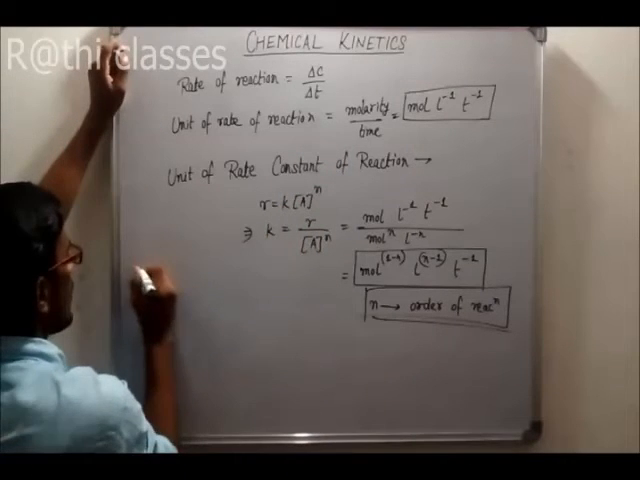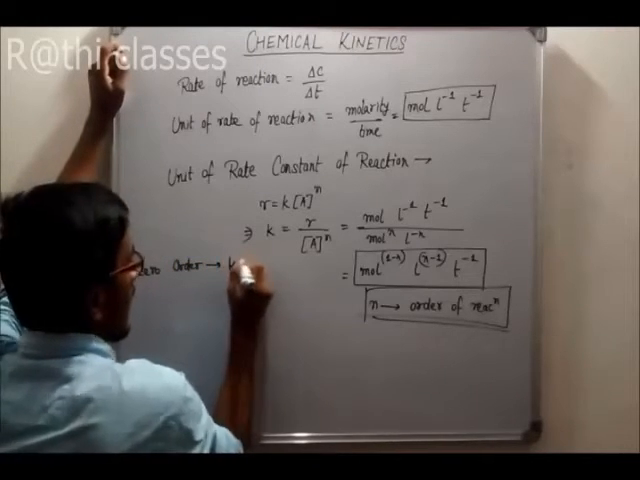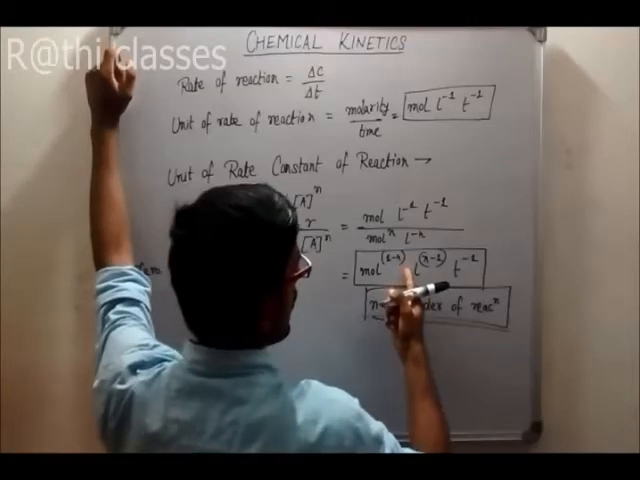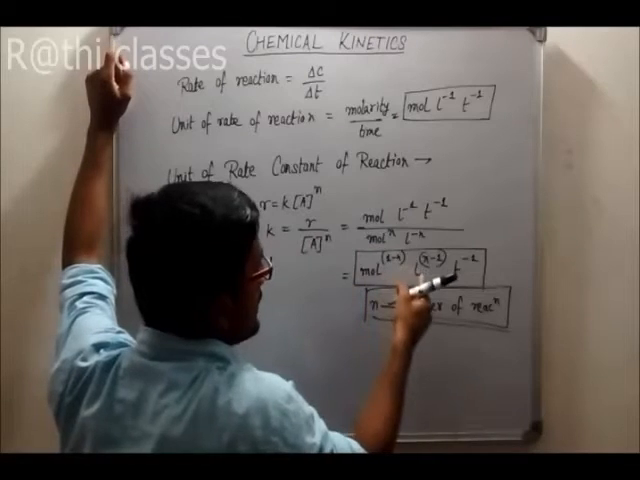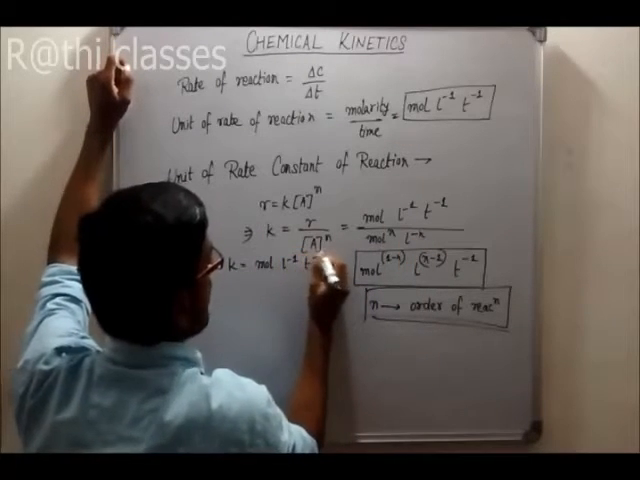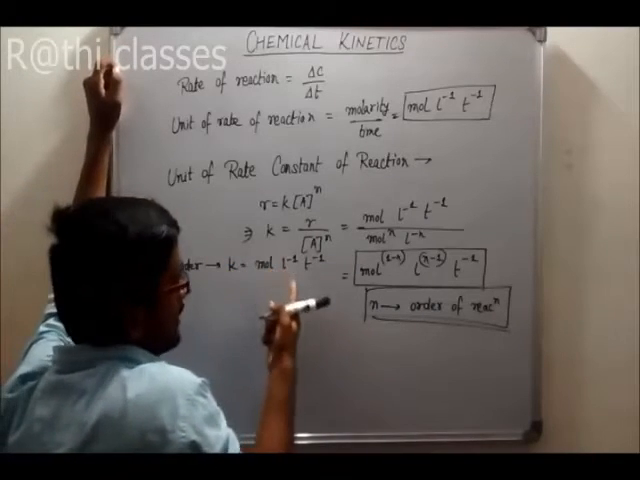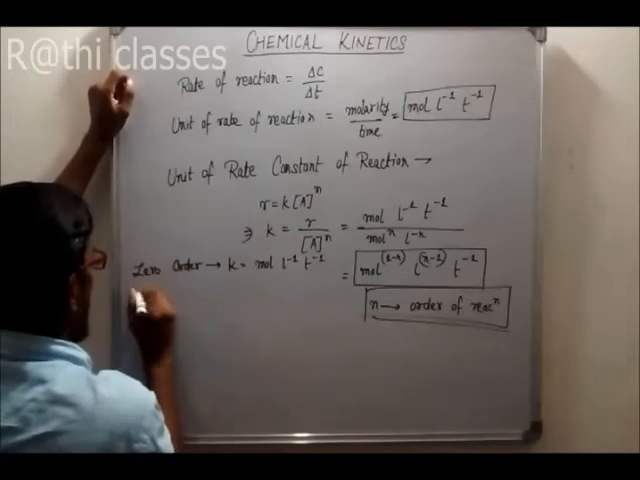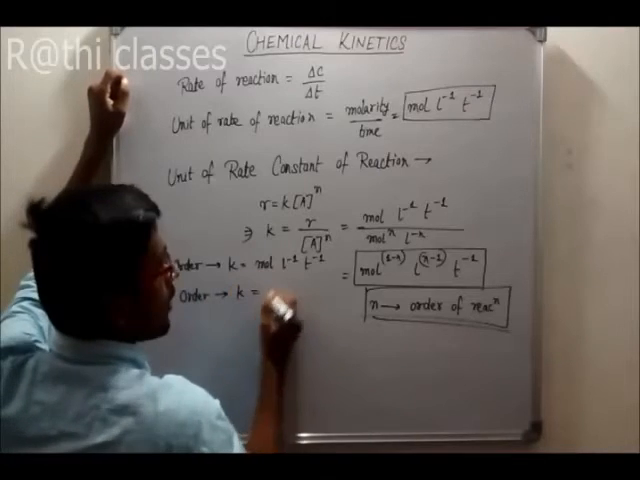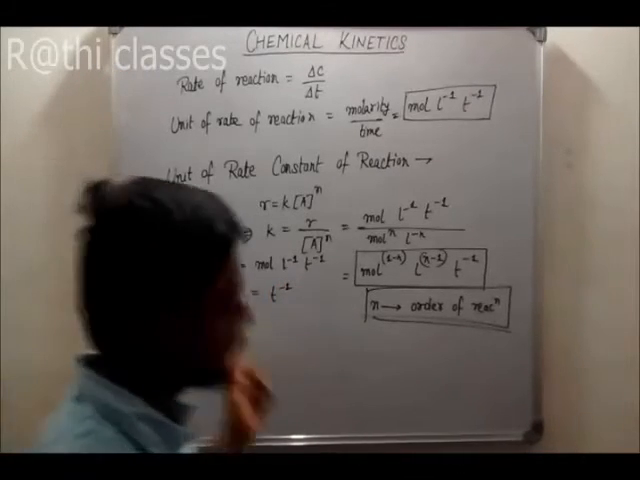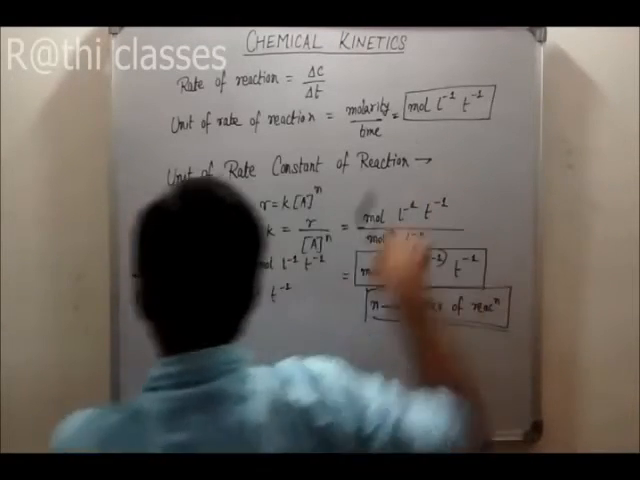Let's see the unit of rate constant for the zero order reaction. For zero order, K is equal to mole, putting 0 out here, we get mole liter to the power minus 1 and time to the power minus 1. For zero order kinetics, the unit of this rate constant is mole liter to the power minus 1 time to the power minus 1. For first order, K is equal to time to the power minus 1. Right? Time to the power minus 1. 1 minus 1 is 0, n minus 1 is 0 by putting 1 out here.